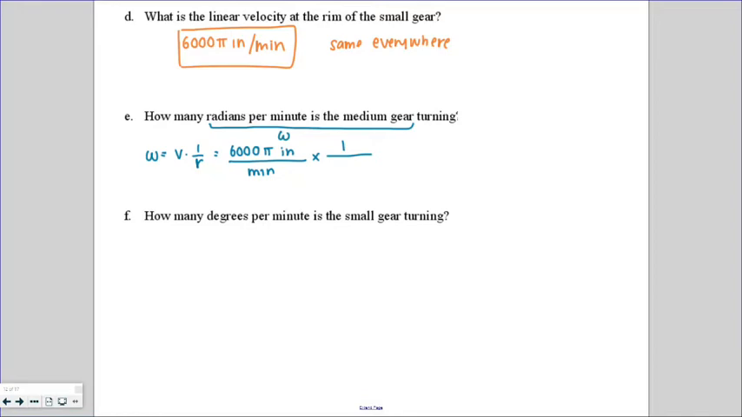What is the radius of the medium gear? Somebody tell me. 34. Thank you. All right, inches cancel. We're left with radians per minute. 6,000 pi divided by 34. Do that on your calculator. Is 6,000 divisible by 34 nicely, without a decimal? No. Okay, great. So then 3,000 pi over 17. 3,000 pi radians every 17 minutes is how we're going to express that angular velocity.